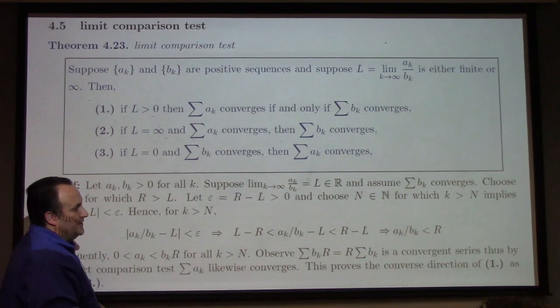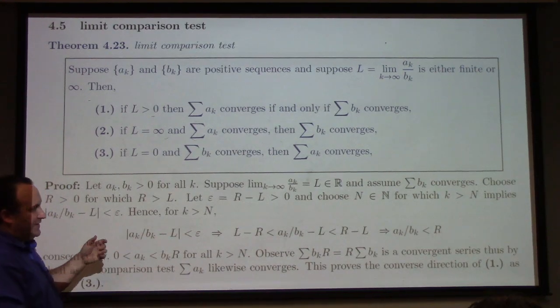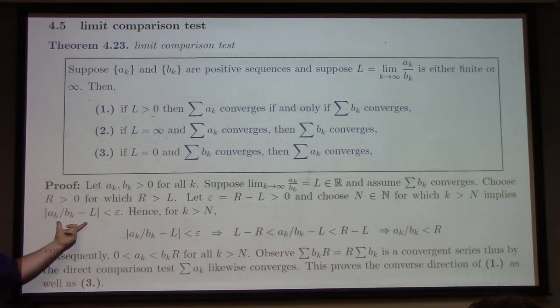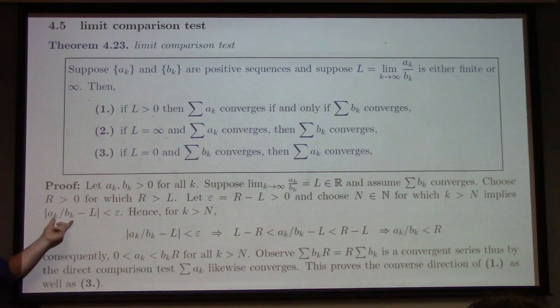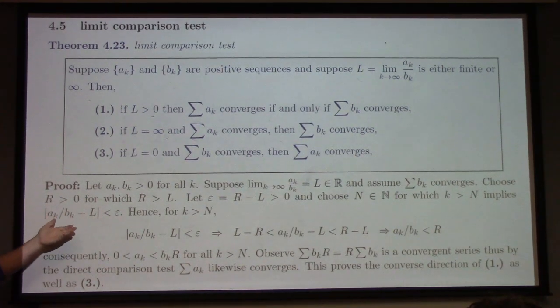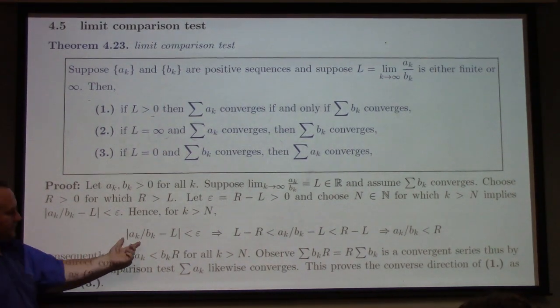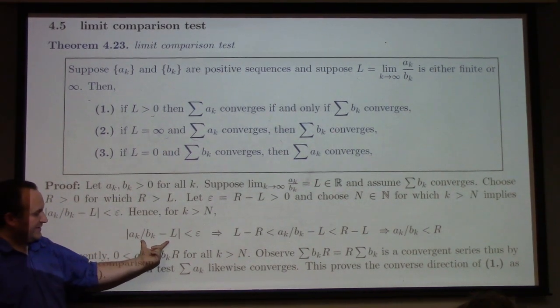Okay, fine. And if epsilon is a positive number, then by the definition of the limit of a sequence, we can choose an N such that if k is larger than that N, we get that the absolute value of the quotient of A sub k and B sub k minus L is less than epsilon. All right? That's just the definition of the limit of the quotient existing. And if that's the case, then we have that the absolute value of the quotient minus L is less than epsilon.